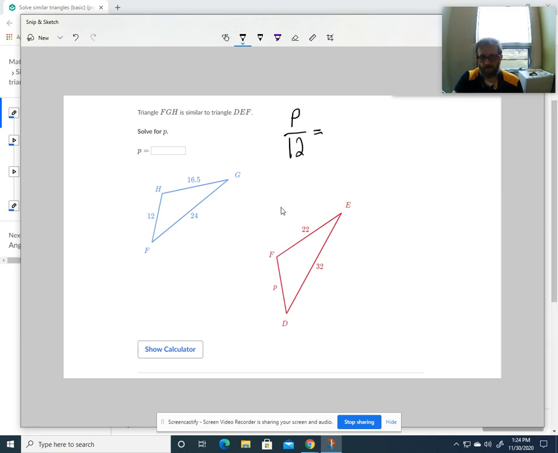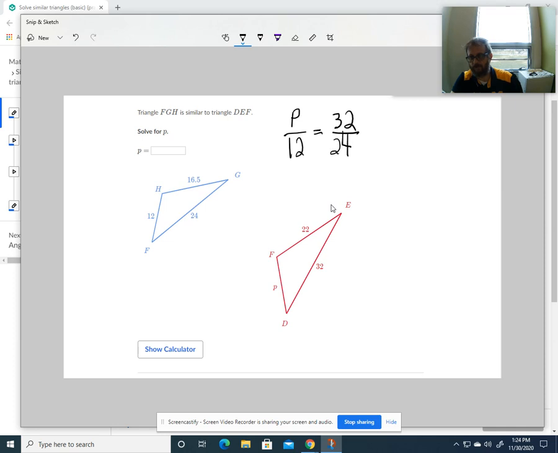Now, again, we've got all the other sides, so you can pick whichever ones you want. We'll go with F here. F is across from 32. So we're going to come up here and say, all right, so 32 goes on top. That's with F. Now, in this triangle, F goes with H. So this number right here should be 24.